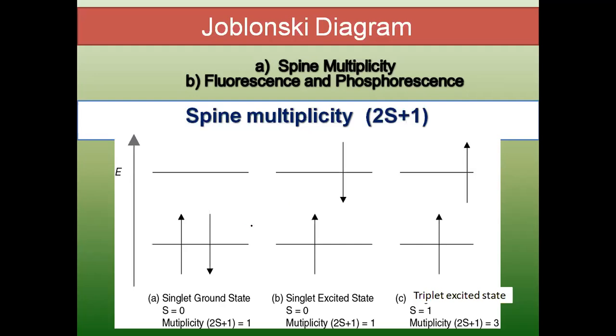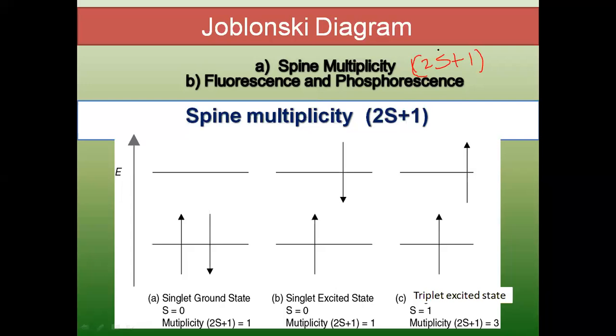Okay, so first of all we have to understand what is meant by the singlet excited state, what is meant by the triplet excited state, what is meant by the singlet ground state. So all this can be understood from the spin multiplicity. Spin multiplicity means what? It is 2S plus 1. 2S plus 1 is the spin multiplicity.